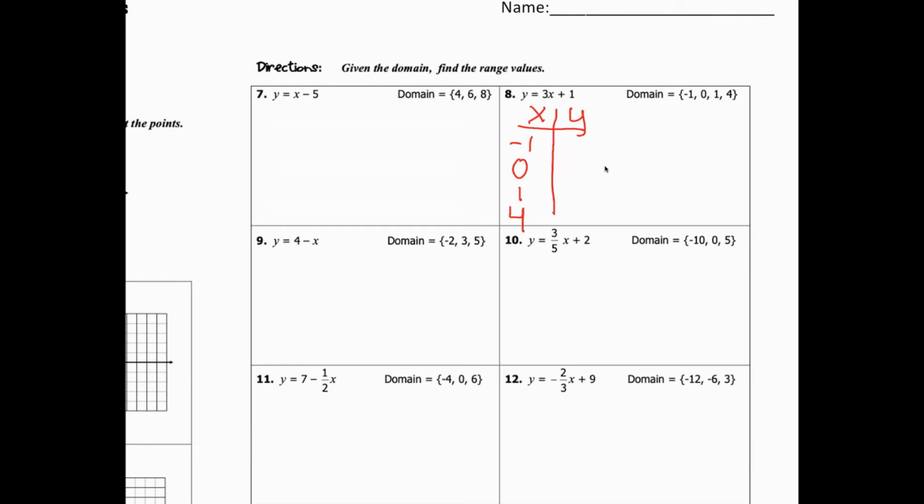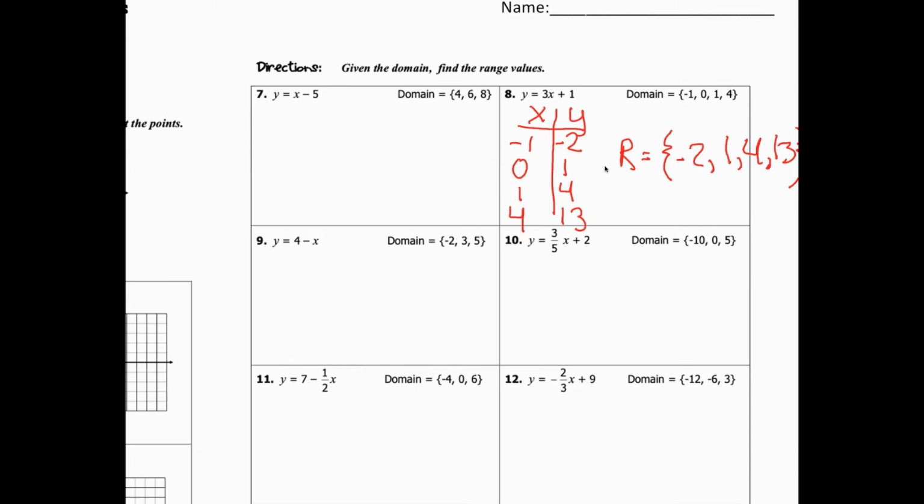So 3 times -1 plus 1 is -2. 3 times 0 plus 1 is just 1. 3 times 1 plus 1 is 4. 3 times 4 plus 1 is 13. So my range would be those values, -2, 1, 4, and 13.